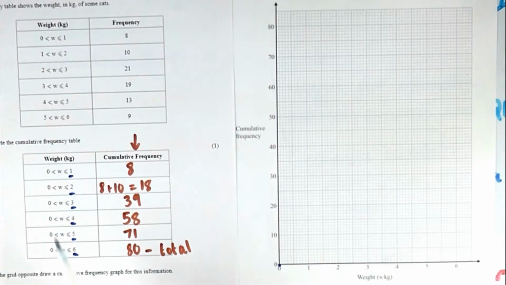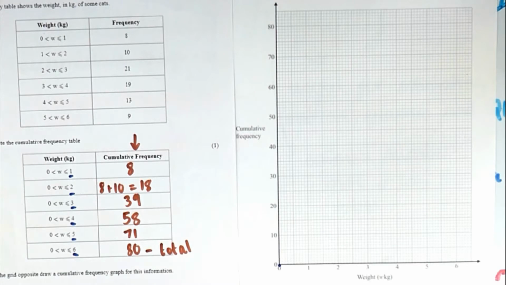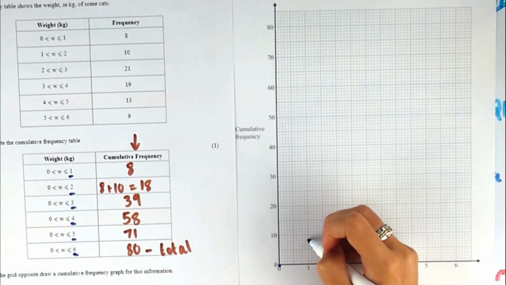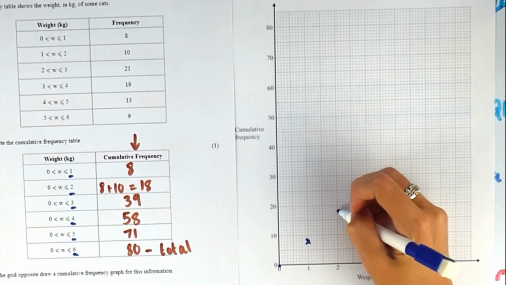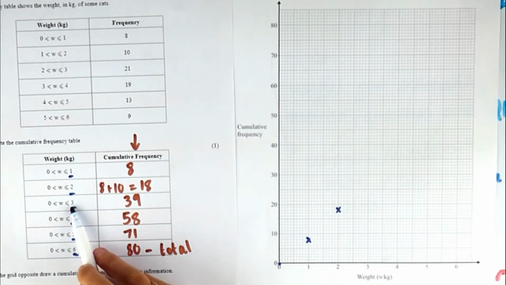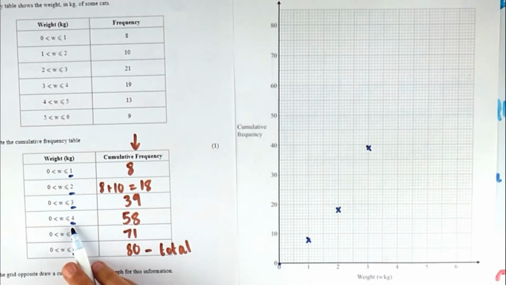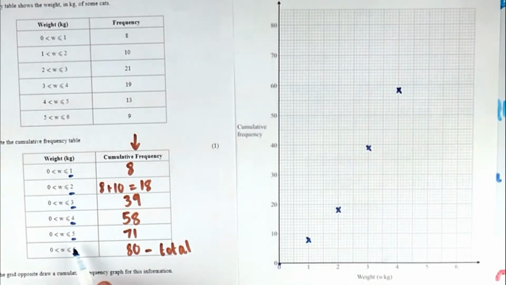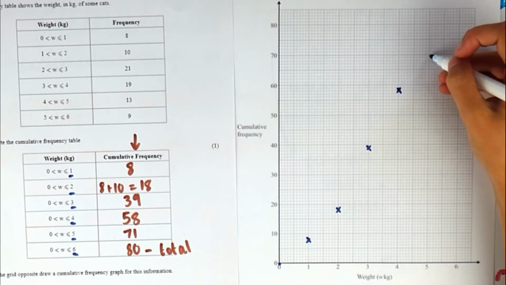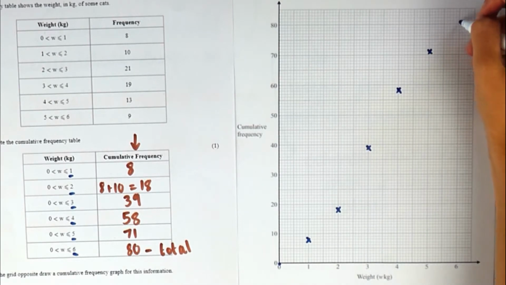At the end of this group, 0 to 1, so at 1, we have 8 cats. So we go to 1 and plot the 8. At the end of the next group we have 2, and this now has 18. You plot the cumulative frequency, not the frequency. So at 2, up to 18. Then the end point is 3, and you have 39. So 3, 39. End point 4 and 58, so 4 and 58. 5 and 71. And the end point of this is 6, with a total of 80.